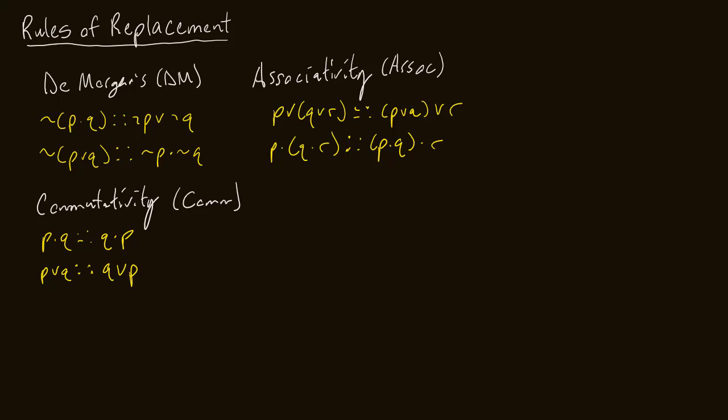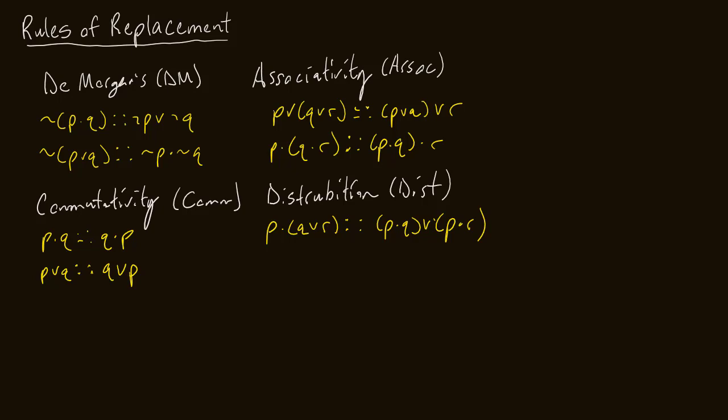Now we've done commutativity and associativity. So next, of course, will come distribution. We'll use dist for that. What does distribution tell us? If we have something like P and Q or R, that's going to be logically equivalent to P and Q, or P and R. Likewise, if we have P or Q and R, that is equivalent to P or Q, and P or R.